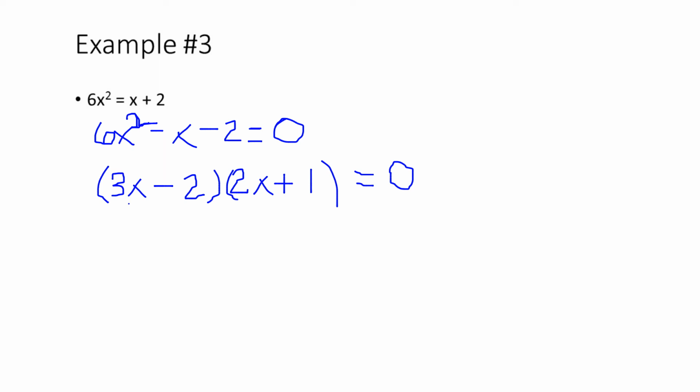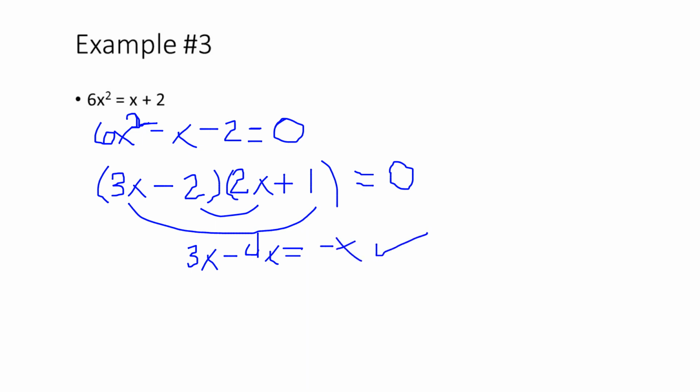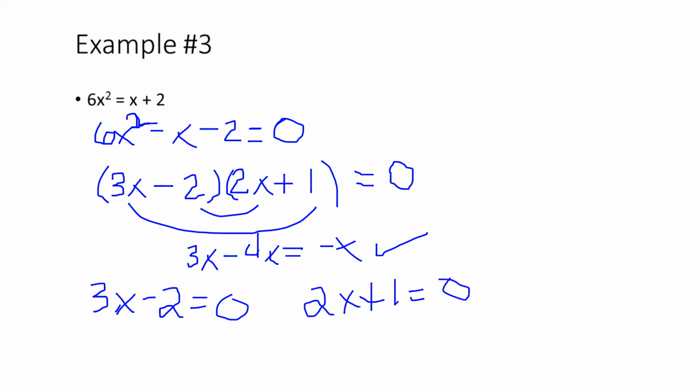Really it's the outers and inners, and I want them to equal -1. That's what I really need to check. So I have 3x minus 4x is -x. So we got our signs right the first time. Take each one of my factors, 3x minus 2 equals 0, and 2x plus 1 equals 0, and then solve for x. So x is equal to 2/3, x is equal to -1/2.